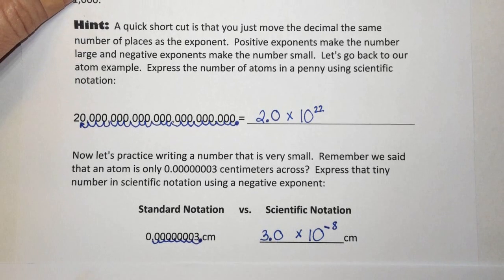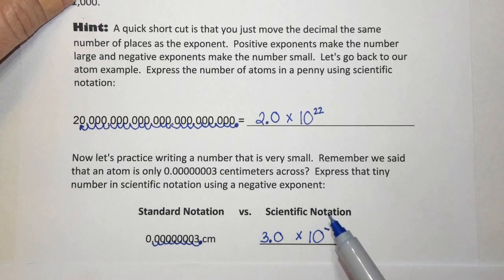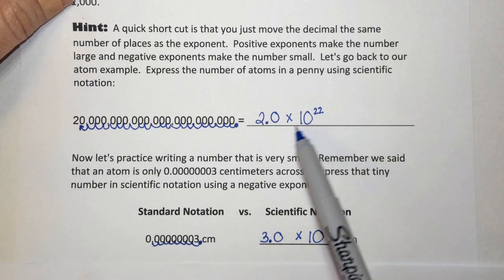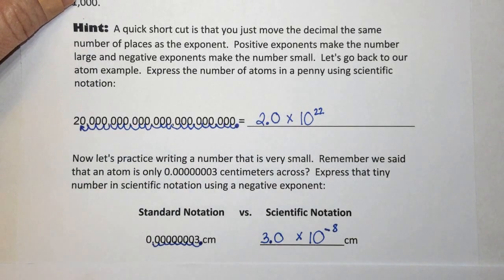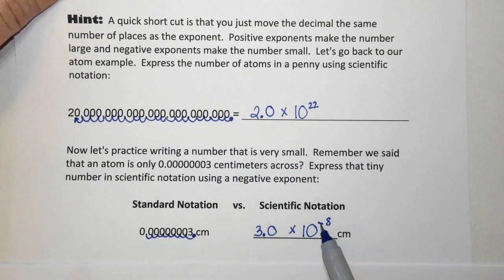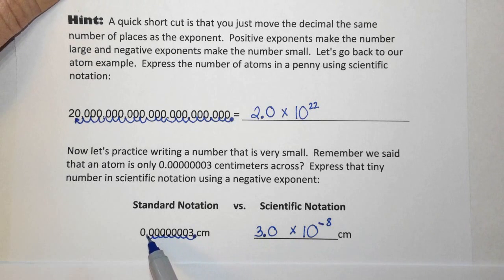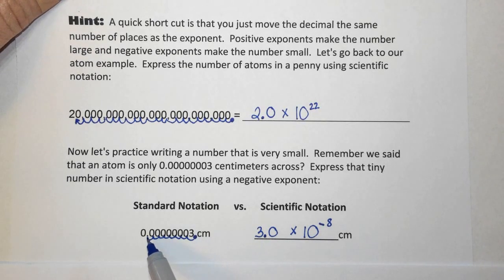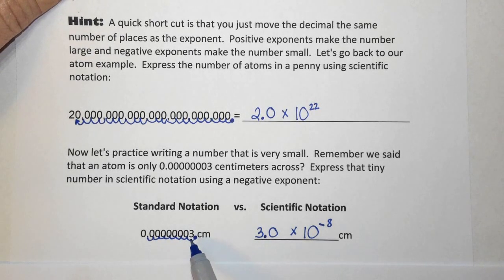So I do hope that you notice the key difference here is that when we have a positive exponent, it was for a very large number, 20 sextillion. When we have a negative exponent, it represents a very small number. This number is, I don't know, maybe 3 millionths.